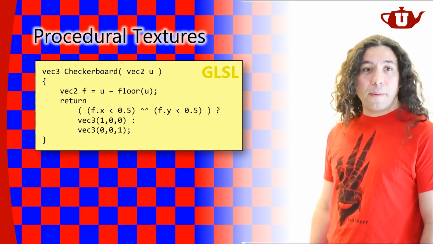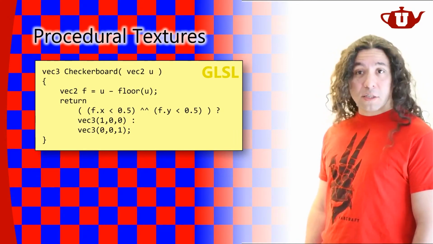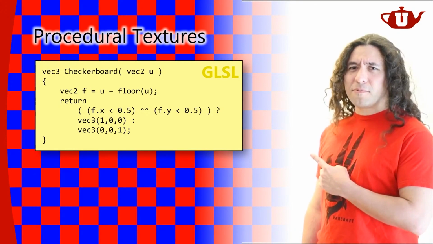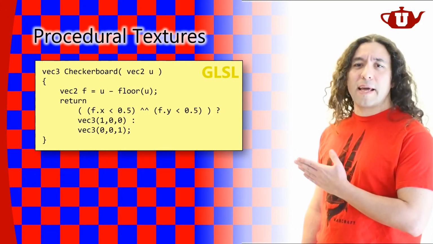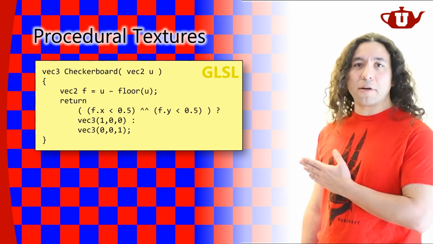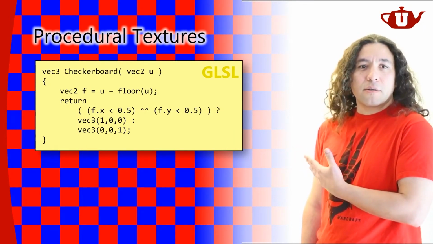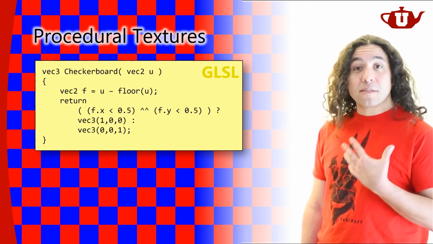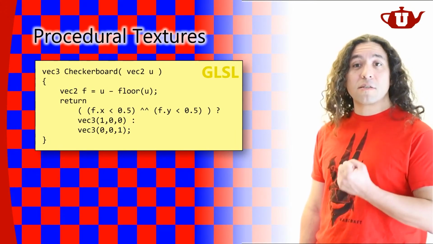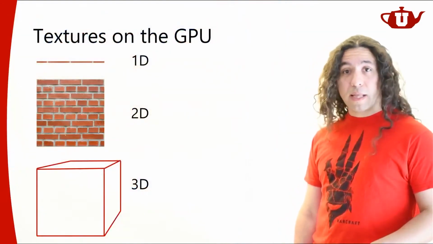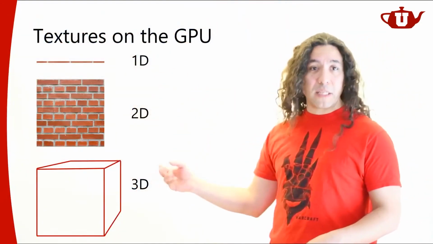That's about it. But when we talk about textures on the GPU, this is not what we mean. A lot of people look at this and say, "Oh, this is just shader code." Yes, it is shader code, and technically it is a procedural texture. But when they talk about textures, they mean textures that are explicitly supported by the GPU. That is, 1D, 2D, 3D textures.